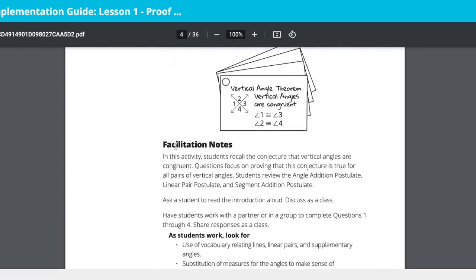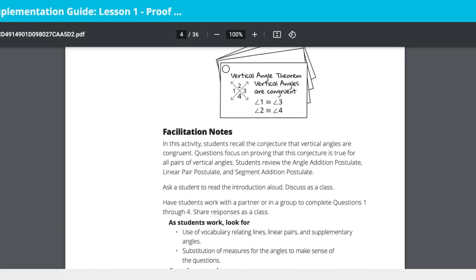All right, and then let's look at the facilitation note. I will say, read it all. Read all of this thing. Let's say in this activity, the student recall the conjectures that vertical angles are congruent. Questions focus on proving that this conjecture is true for all pairs of vertical angles. Students review the angle addition postulate, linear pair postulate, and segment addition postulate.